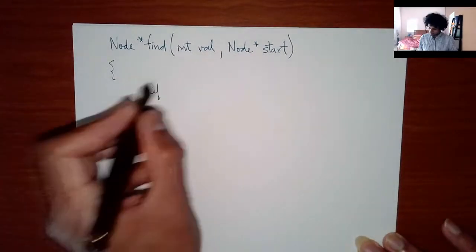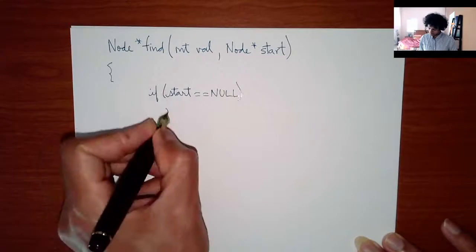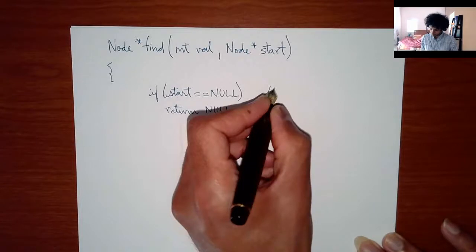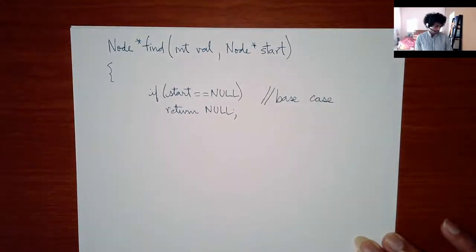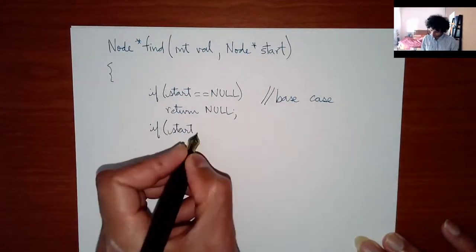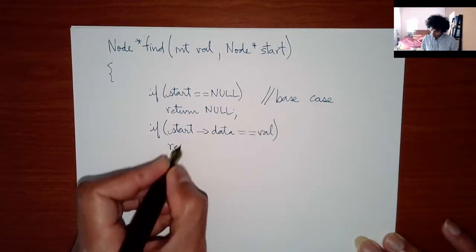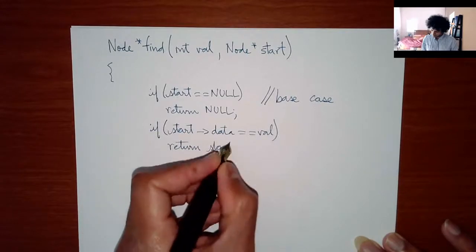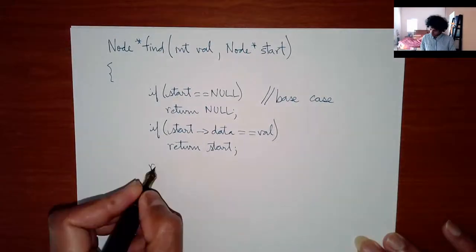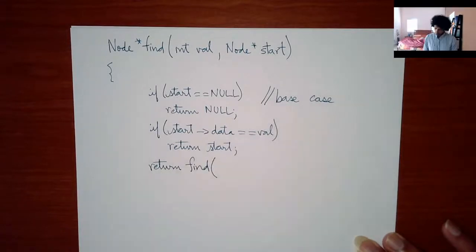And so the first thing is, this is the base case. So if start is null, I return null. This is the base case. If start arrow data is val, then I return start. I return the starting node. I return whatever the starting node is. Or I have to return find val.